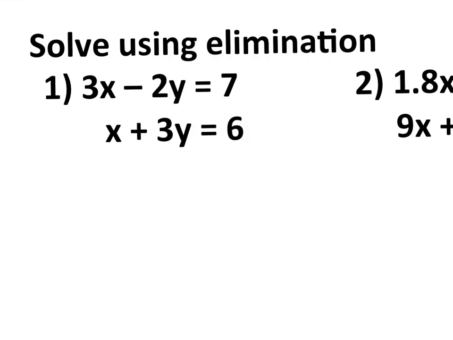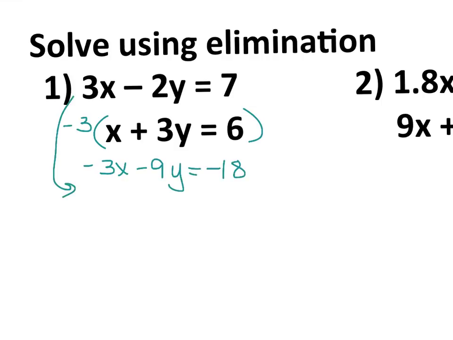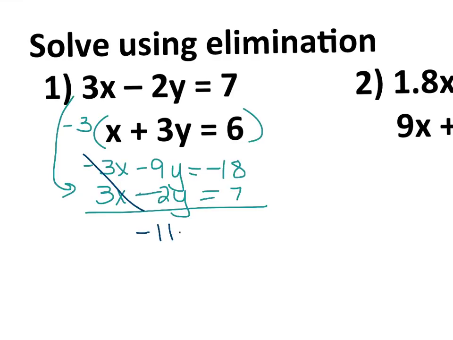you want to look at how to cancel out either the x's or the y's, and you could do this a couple of different ways. But if I just multiplied the bottom by a -3, it's going to cancel out my x's. So I get -3x minus 9y equals -18. And then add that to the 3x minus 2y equals 7. Your 3x and -3x cancel out, and you get -11y equals -11. Divide both sides by that -11, and I get y equals 1.